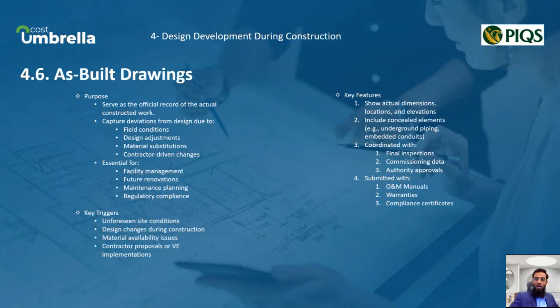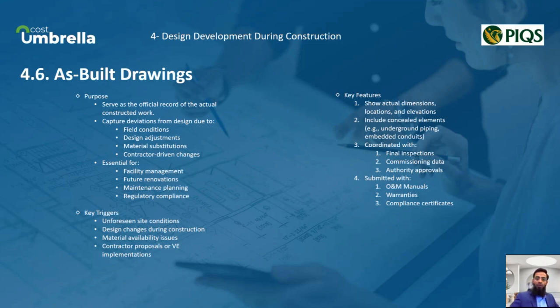These drawings are more than just a formality. They are a key part of the project's historical record and are essential for future maintenance, troubleshooting, or expansion of the facility. For instance, if a pipe is rerouted or a wall thickness is modified, it must be reflected in the as-built.